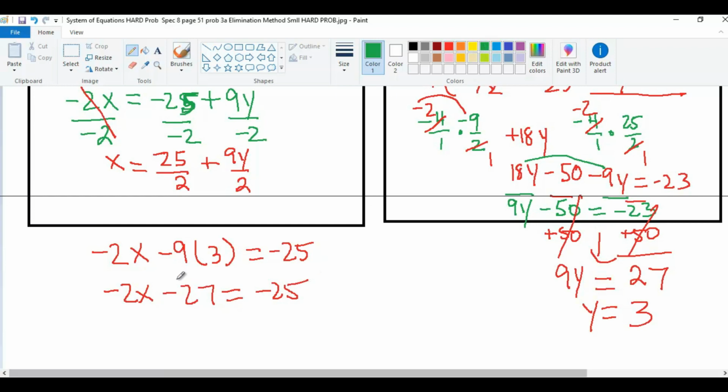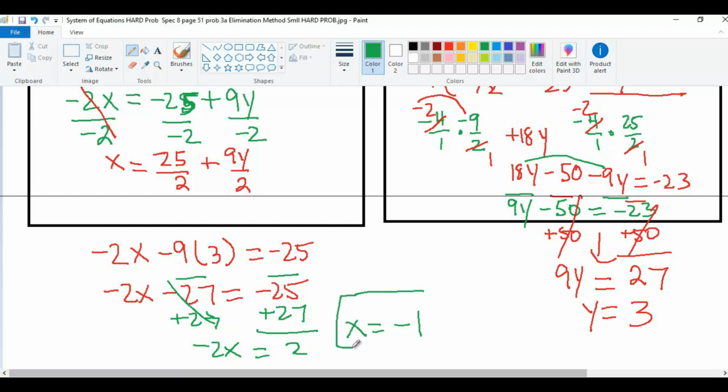Then what are our like terms? Yes, negative 27 and negative 25. Make this positive 27. Move it on this side, positive 27. These two signs are different, so we have to subtract. That's a positive 2 equals, so we have negative 2x. If you do your math correctly, x is equal to negative 1. And so I have x is negative 1, and I have y is equal to 3. So if you got both of those, give yourselves a round of applause. Good job.